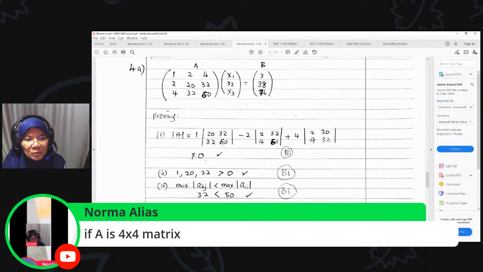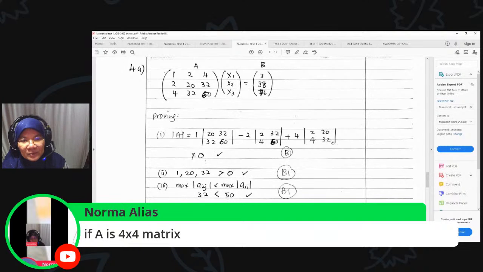20, 32, 32, 60. Minus, okay, 2. You put minus because row 1 times column 3 is negative, so put negative 2. Close row 1 and column 2, you get 2, 32, 4, 60, and then plus because row 3 column 3 is positive, and 4. Then you close row 1 and column 3, you will get 2, 2, 4, 32.